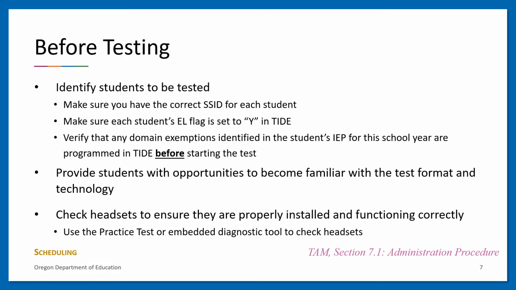The ELPA Summative will not appear in a student's list of tests if the EL code is set to N. Domain exemptions are allowed. Up to 3 of the 4 domains may be exempted, as per the IEP team decision-making. This must be reflected in the student's IEP prior to starting the test. The exemptions should be verified before the student logs in and starts the test. All students who are participating in the ELPA Summative should have multiple opportunities to practice. This is also a great opportunity for school staff to verify that their headsets are functioning correctly and that the volume is set to an appropriate level.